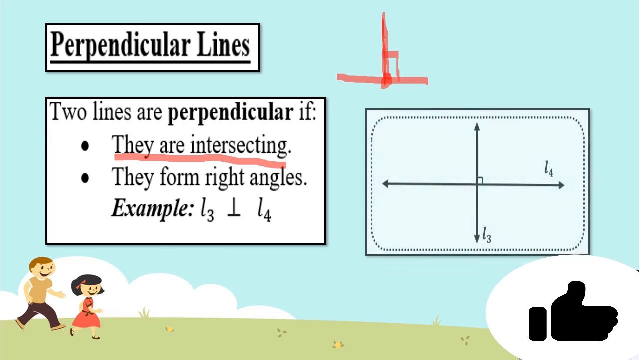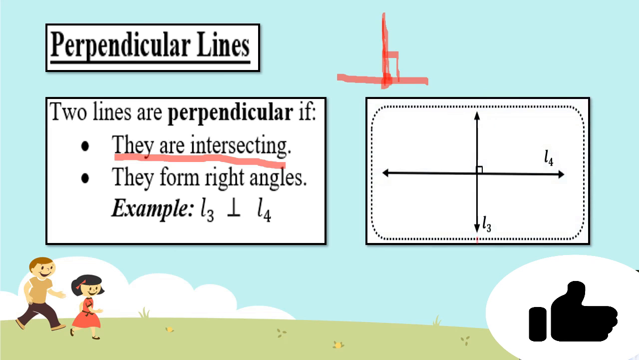So example with this figure. Line 3 and line 4 are perpendicular to each other and they intersect. So the intersection of the perpendicular lines forms a right angle. This will be the symbol for a right angle, a square, because a perfect square is always a right angle. Please take note of that. Those are perpendicular lines, line 3 and line 4.